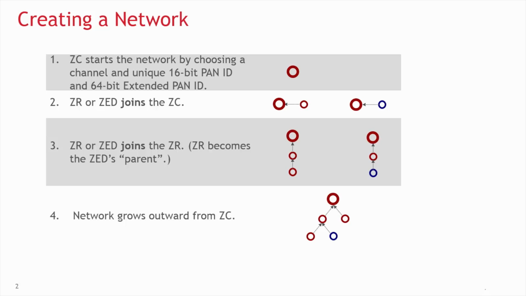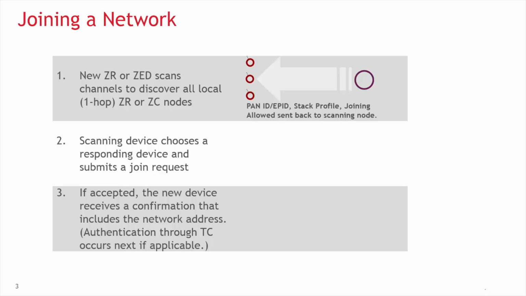After the first router joins the coordinator after the network formation, future nodes can join the network through the coordinator or the new router. They cannot join through the end device because an end device doesn't have the ability to route. As the network grows, we start to form a tree-like structure that builds out from the coordinator, with the end devices generally being on the fringes of the network.